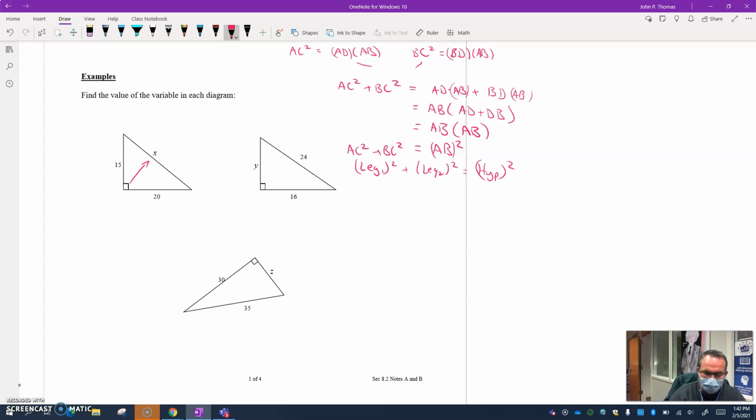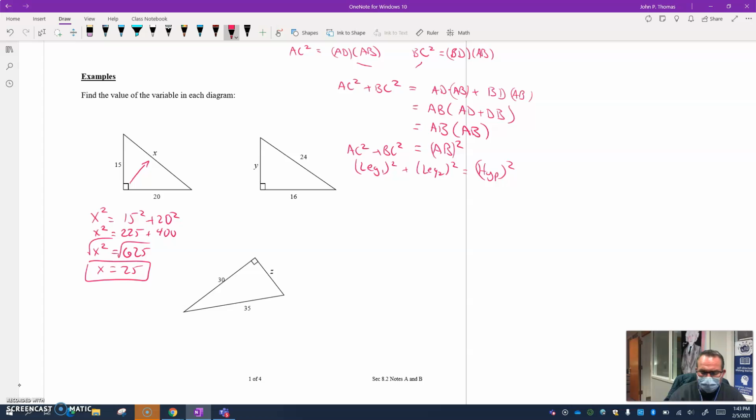So if I look at this first one, I've got x squared equals 15 squared plus 20 squared. Now is when we get into a lot of calculator work until we find a way to reduce this and do it on a smaller scale and then scale it back up. So 15 squared is 225. 20 squared is 400. So x squared equals 625, and the square root of that, x, is 25.